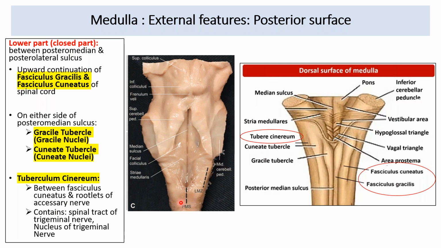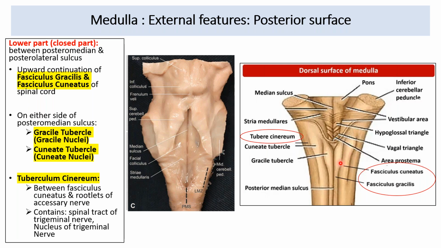Now, if we look into the posterior aspect of the medulla, we are talking about the closed part. In the closed part, from this area to this area, this is the closed part of the medulla in which we have the posterior median sulcus. So in the lower closed part, which is between the posterior median sulcus and the posterolateral sulcus, we have fasciculus gracilis in the medial aspect and fasciculus cuneatus.